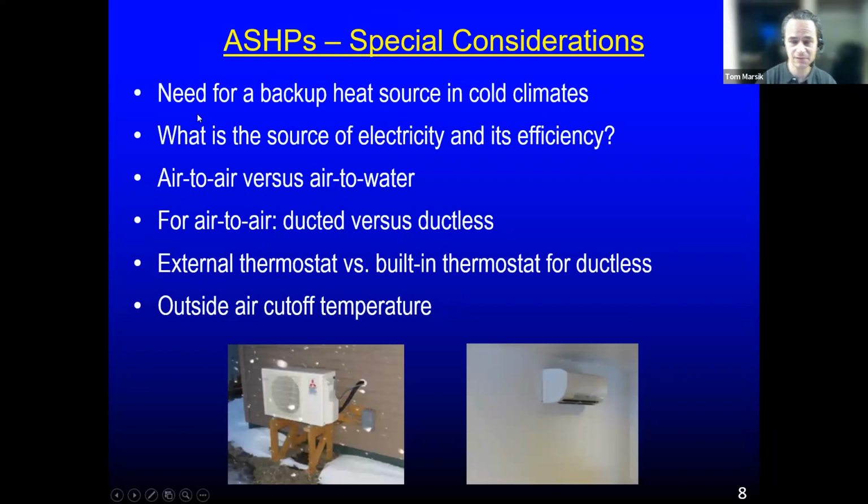So there is a need for a backup heat source in cold climates because, again, when it gets very, very cold, there's no heat pump on the market that would be able to continue operating in those conditions.